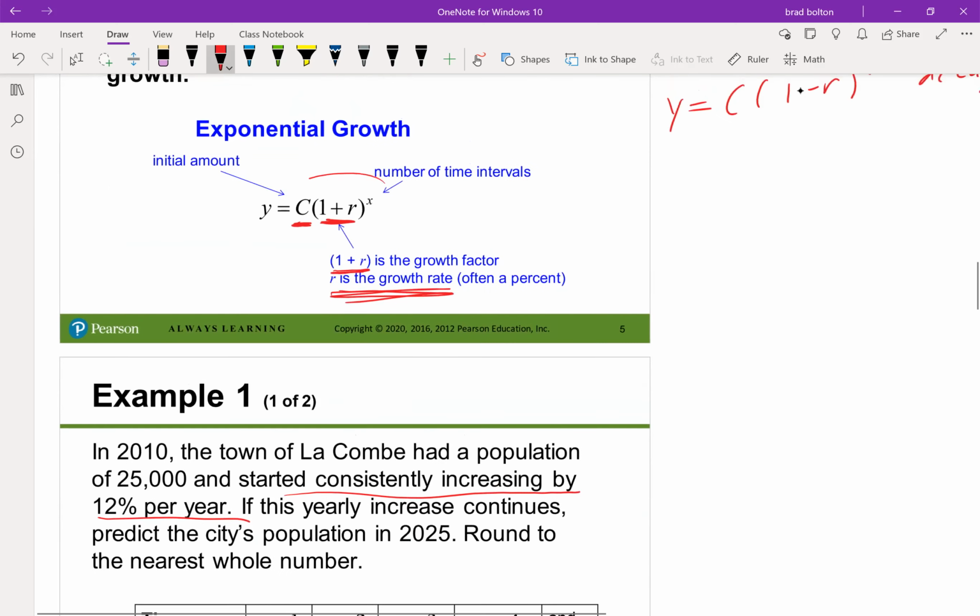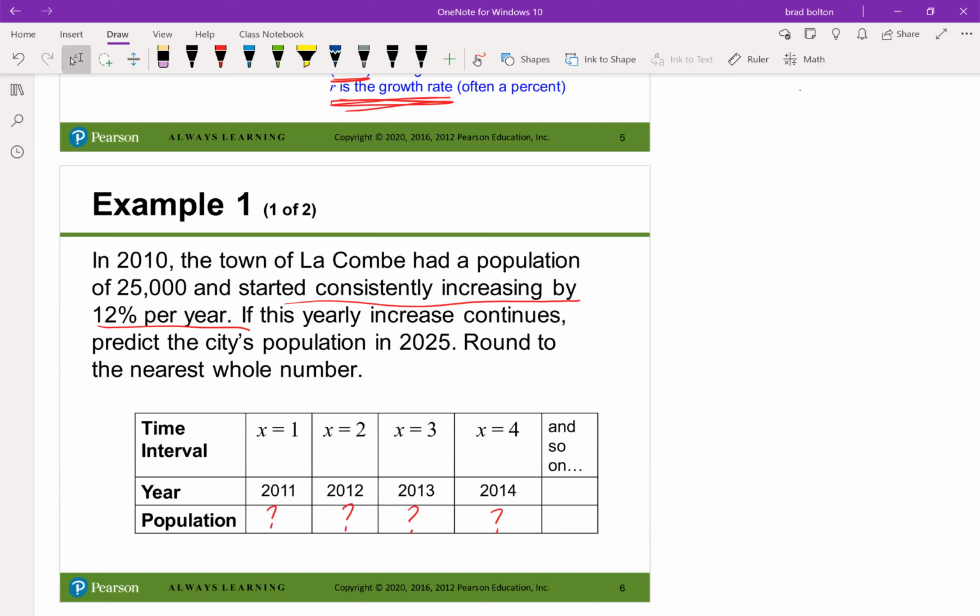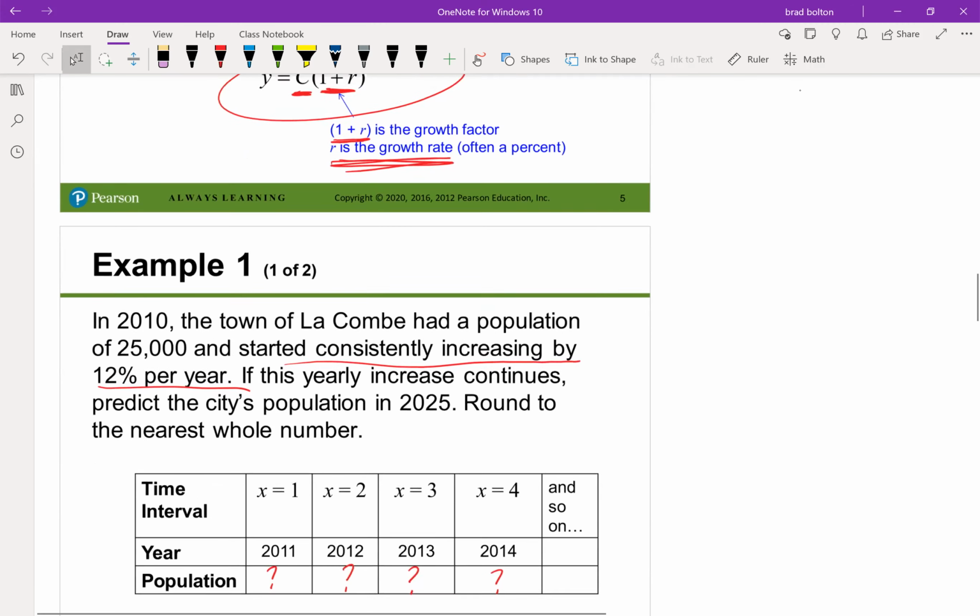We could plug what we know into here and do the calculation for each one of these. So if I wanted, our formula says y equals, and let's do year one. 2011 is actually year one because they're starting in 2010, so 2010 is actually year 0. 2011 is the first year after that, so that'll be our x equals 1, 2012 will be our x equals 2, and so on.